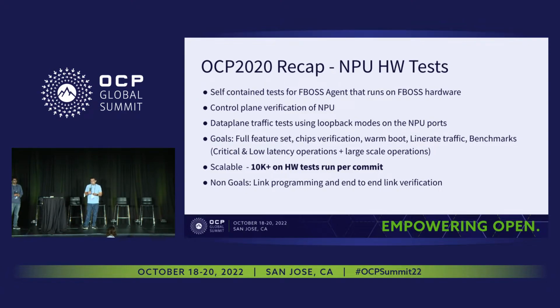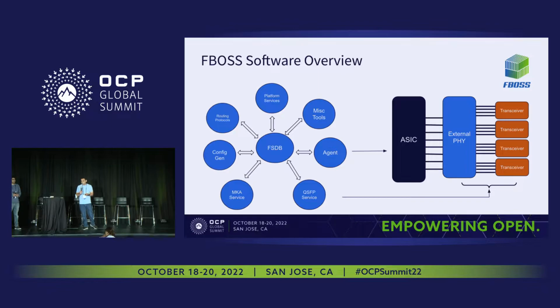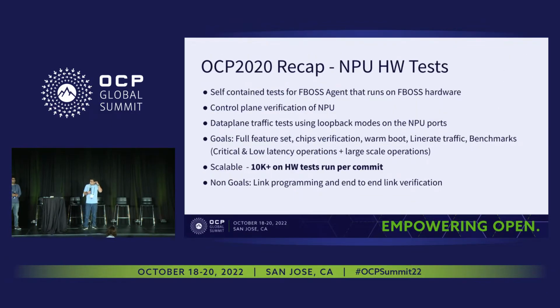Before we jump into the strategy, I want to give a brief overview of what we did in 2020. We did an NPU testing strategy and NPU testing implementation that we presented in OCP 2020. This was focused on the agent programming the ASIC that I showed in the last slide. It was based on an approach which was self-contained, single box tests. It verified both control plane and data plane, which is the key factor here. It verified the full feature set of the chip. It verified warm boot. It ran line rate traffic without any external traffic generators, just in the single box. And it benchmarked our low latency operations.